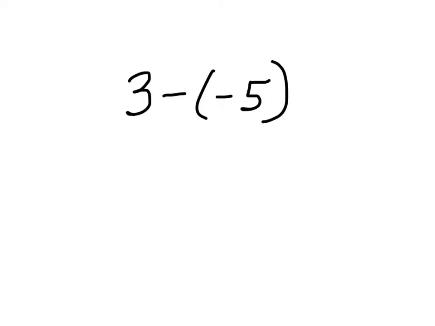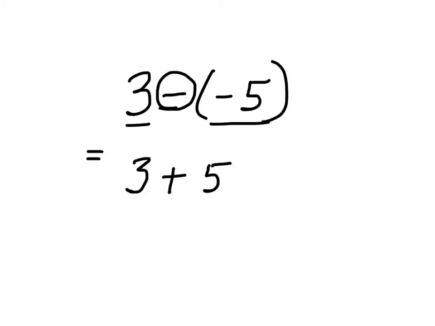Okay, so for this example, we have, again, subtraction. So I'm going to rewrite it as addition. The first number doesn't change. It stays positive 3. And then I'm changing the subtraction to addition, so I'm taking the opposite of negative 5, which would make it positive 5. And then since they're both positive, it's easy. 3 plus 5 is 8.